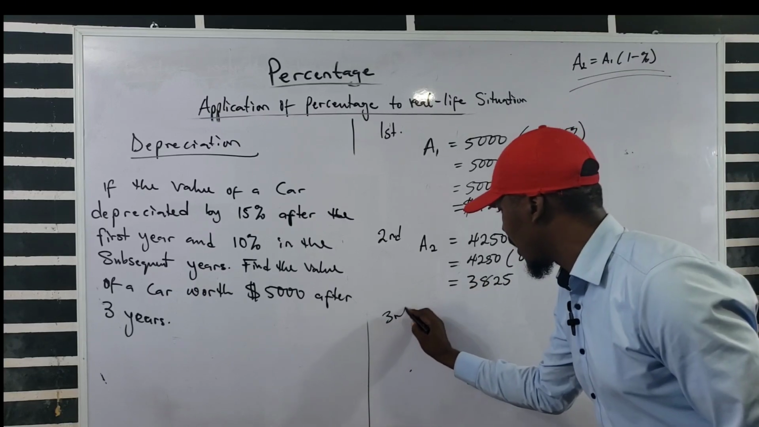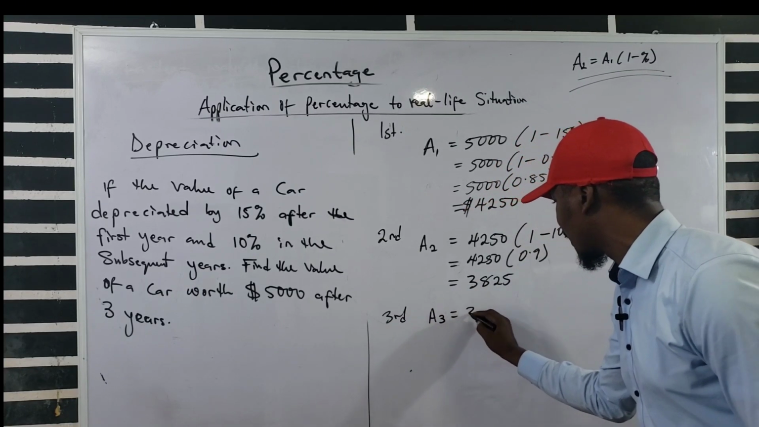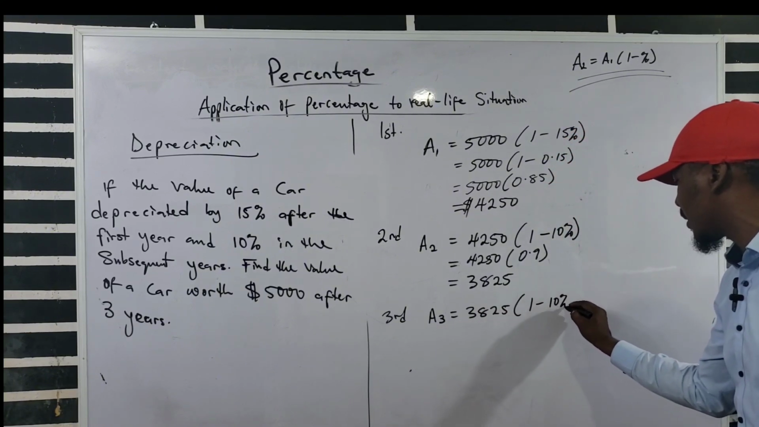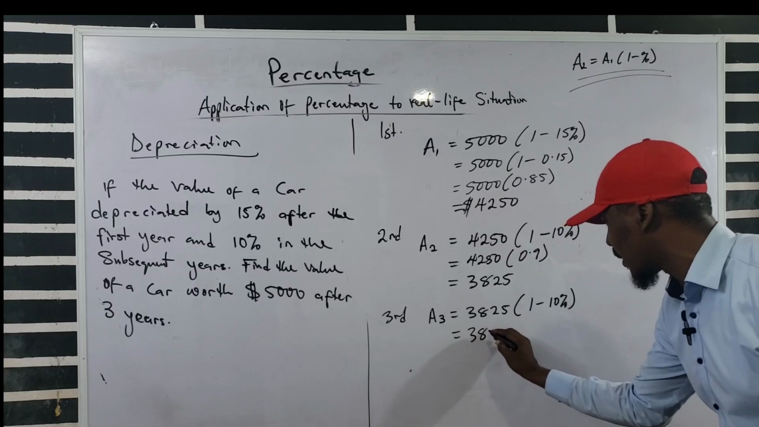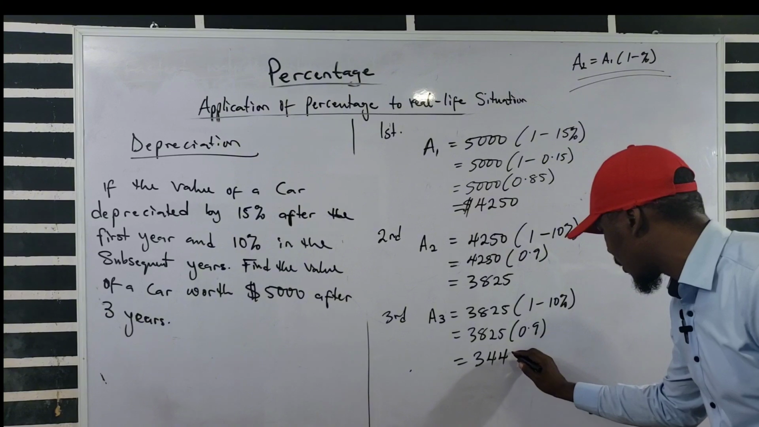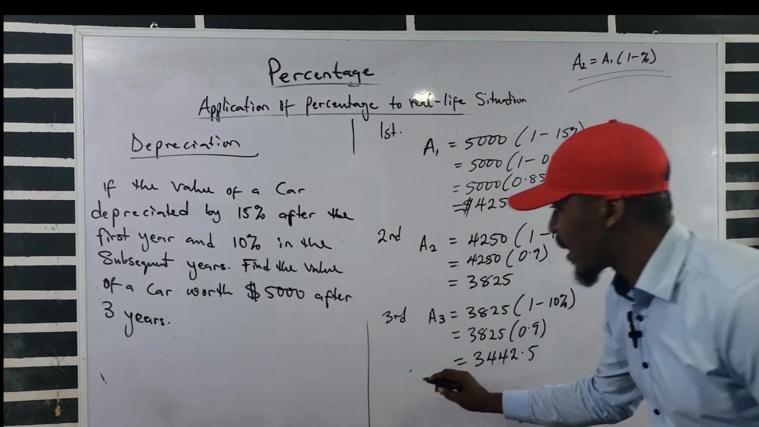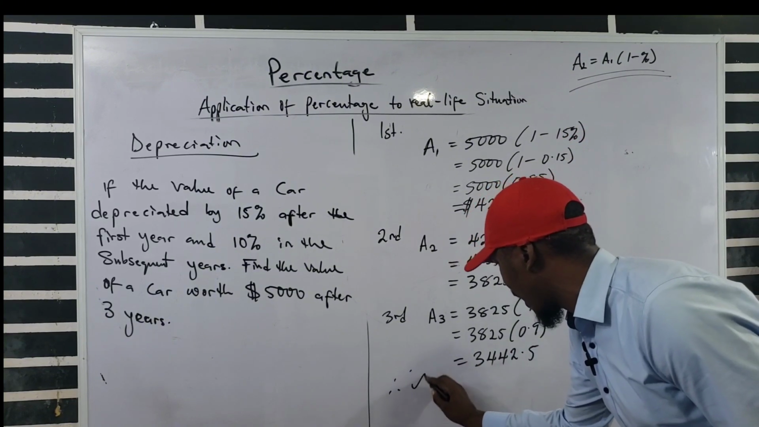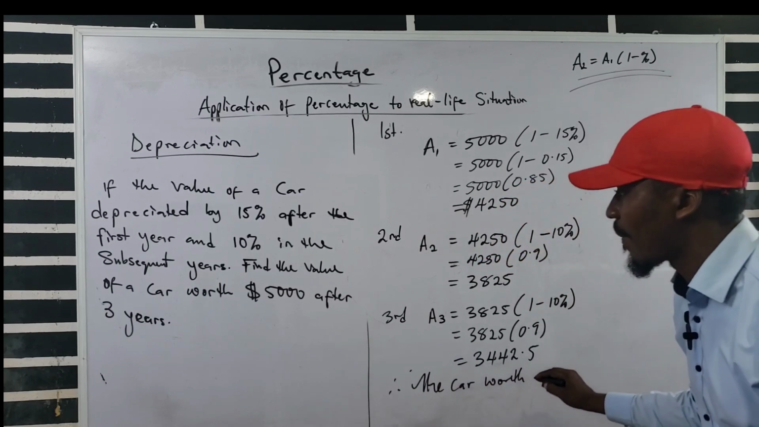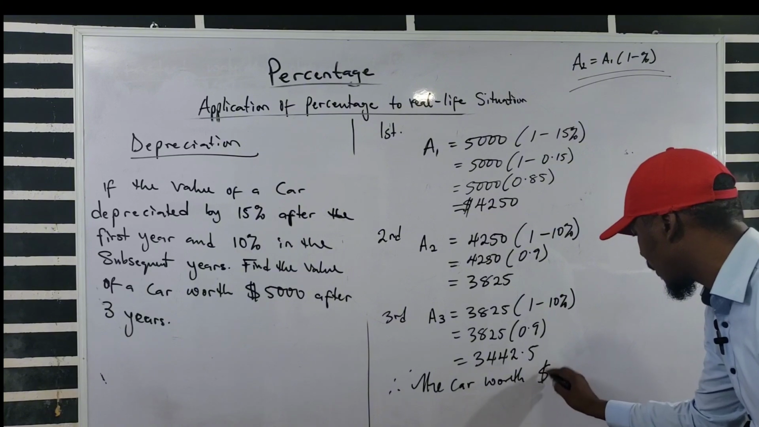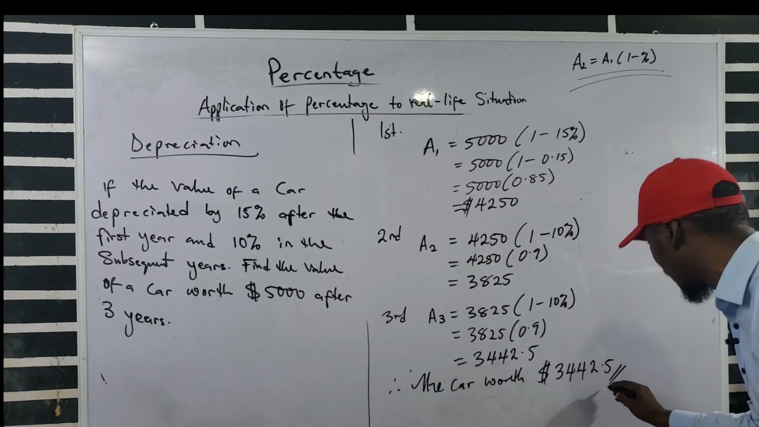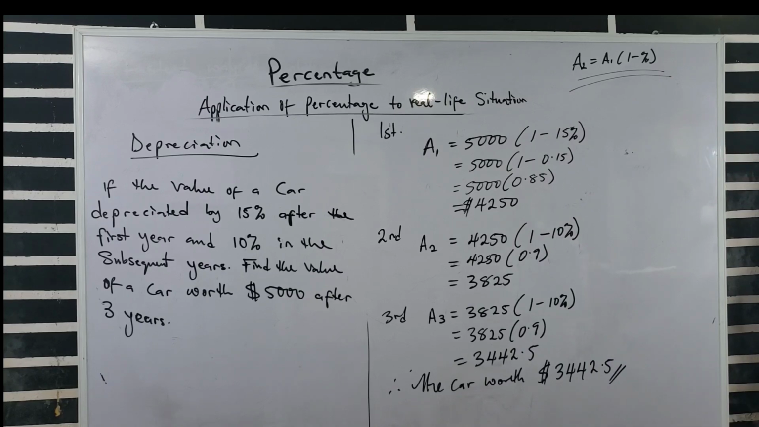Then for the third year, we have A3 equals 3,825 into 1 minus 10%. So that will give us 3,825 into 0.9, which is 3,442.5. You can now conclude, therefore, the car is worth $3,442.5. Okay, so you can see the way we have solved that problem.